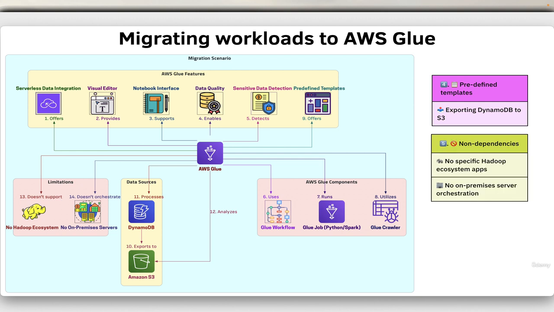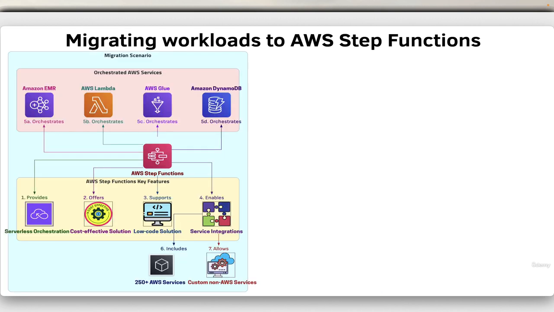Your workload does not depend on a specific Hadoop ecosystem application like Apache Hive. Your workload does not require orchestrating on-premises servers. So these are the scenarios wherein you can move to Glue or migrate to Glue. Next, the second option is AWS Step Functions.